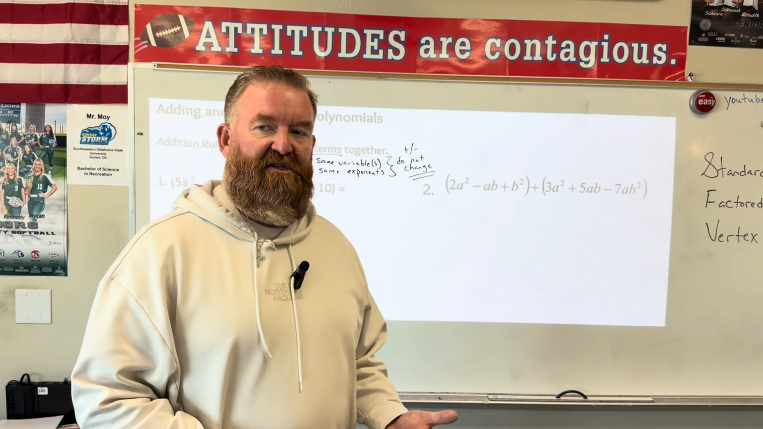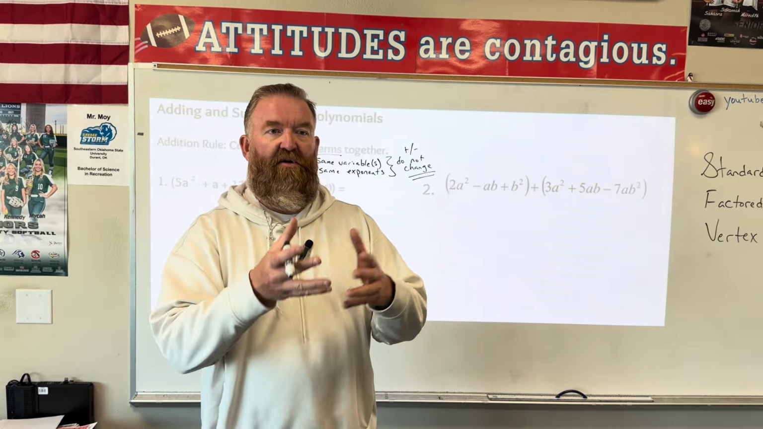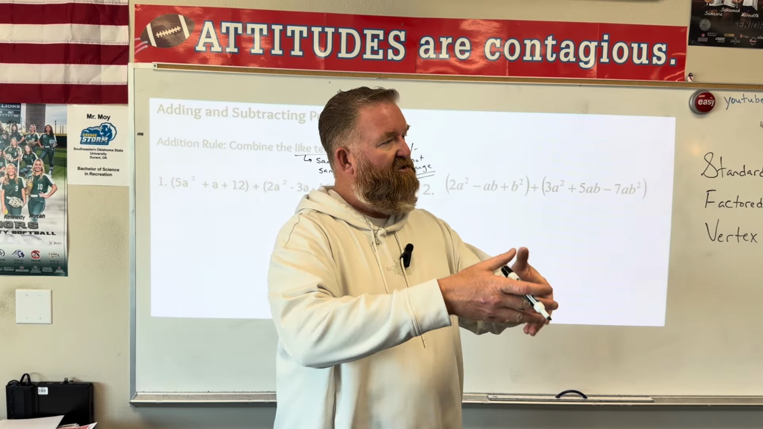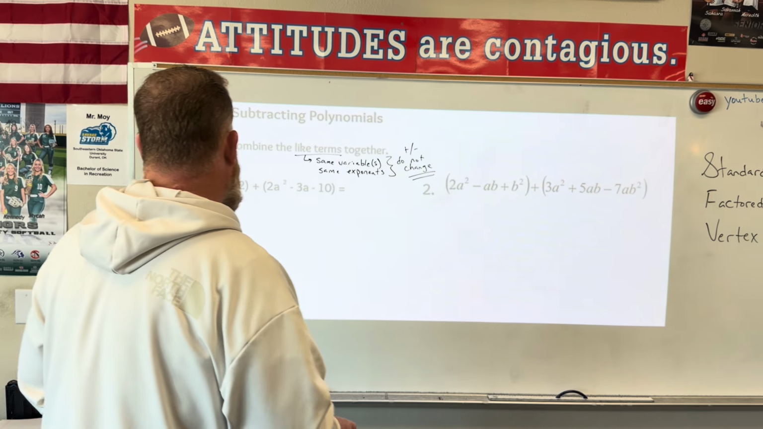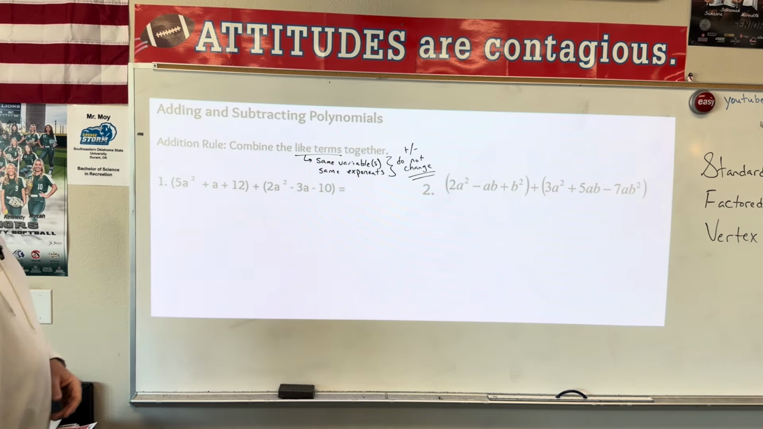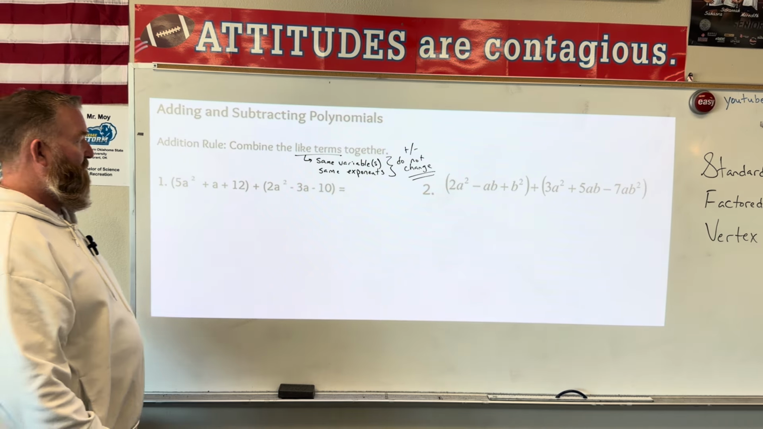If you're adding 3x squared plus 5x squared, it's 8x squared. Nothing changed on the variable or the exponent. We just added the numbers in the front together. Is everybody with me so far? All right, let's talk about number 1. So we've got 5a squared plus a plus 12, and then we've got plus 2a squared minus 3a plus 10.